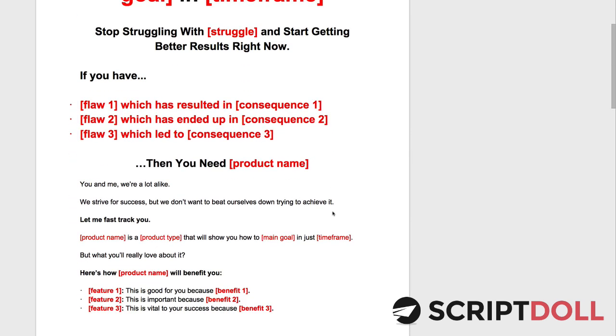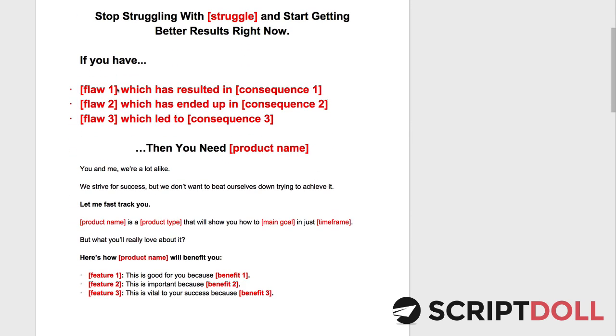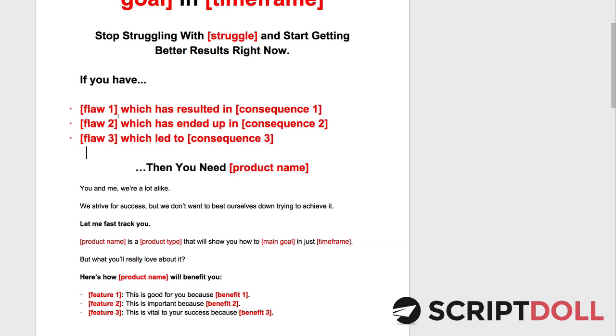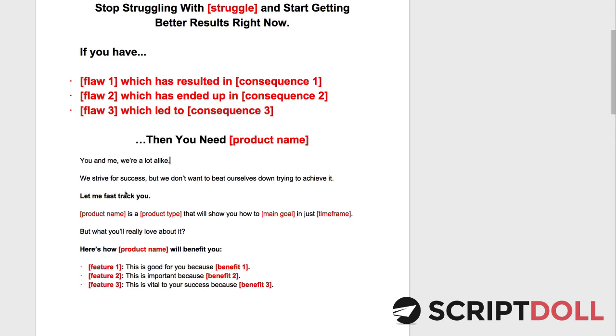All right, and "if you have any of these, then you need," and then the name of our product, which is going to be solving that. Now notice, like I said, we don't have to build up too much other than the pain here because we've already done that in the main front end product. "You and me, we're a lot alike," drawing that in even further. "We strive for success, but we don't want to beat ourselves down trying to achieve it. Let me fast track you."